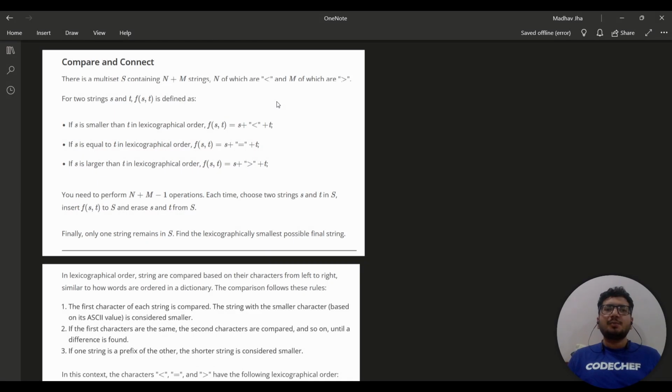The problem is Compare and Connect. The problem difficulty is easy and there are no prerequisites. Let's have a read at the problem.